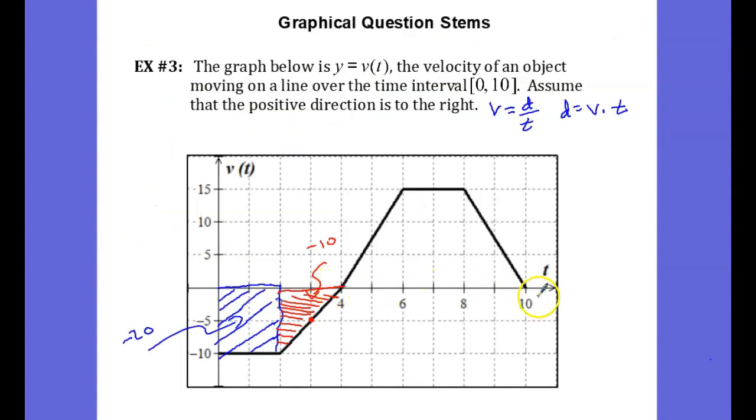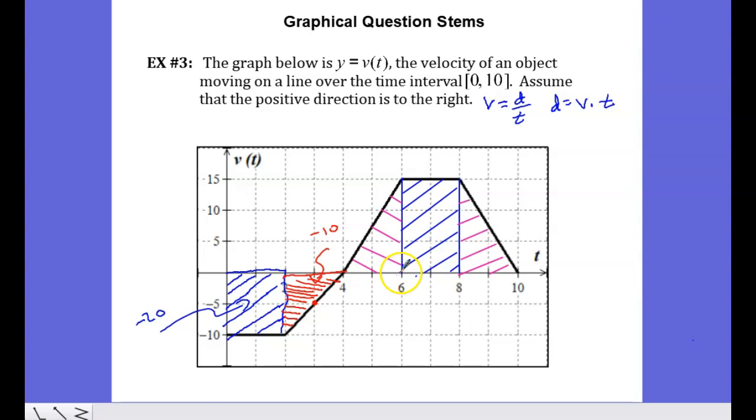So from 4 to 10, we can divide this region up into 3 separate regions: a triangle, another triangle of the same size, and a rectangle. Okay, so let's do the easy one first. Between 6 and 8, we have a velocity of 15. So that's going to be 15 is the velocity times the time, which is 2 seconds. So this gives me a distance of +30. Here we can do our triangle formula. So we've got 10 minus 8 is 2. 2 times 15 is 30, and then half of that is going to be 15. So that means this region here is also +15.